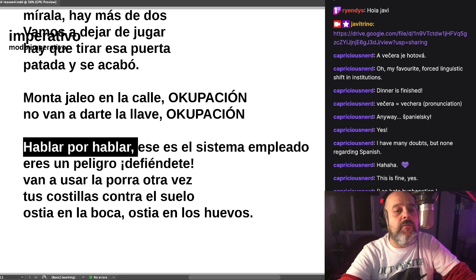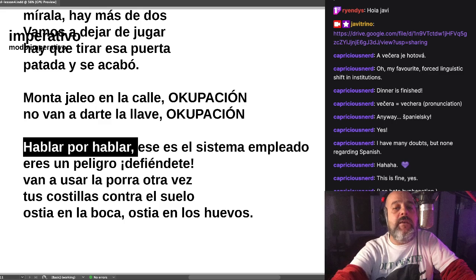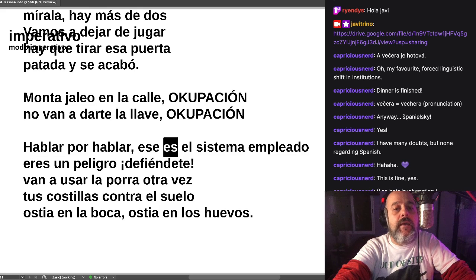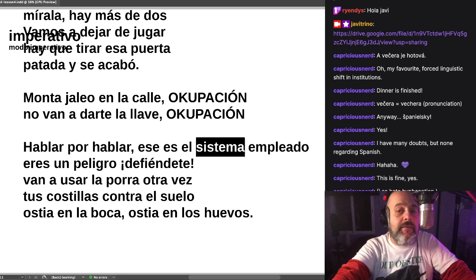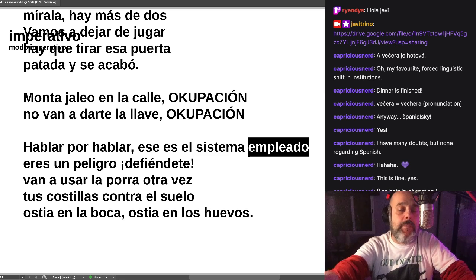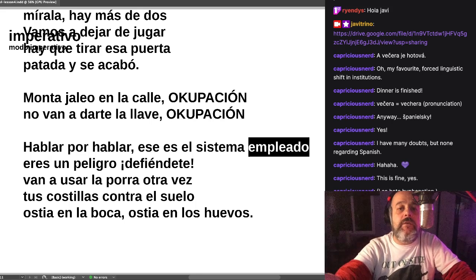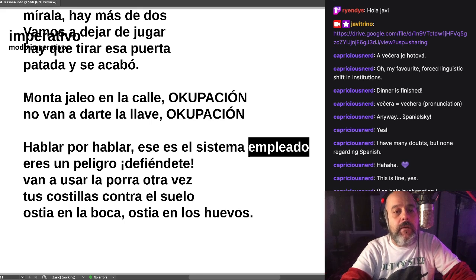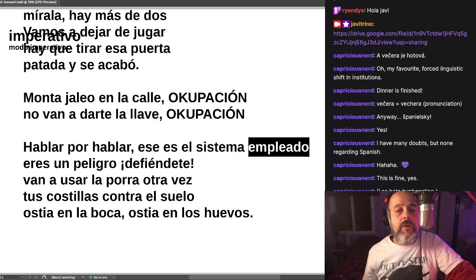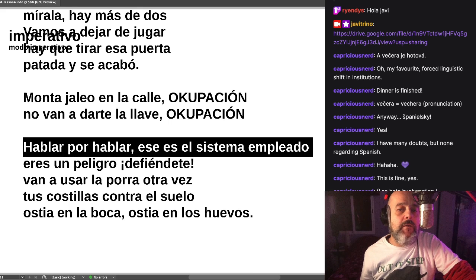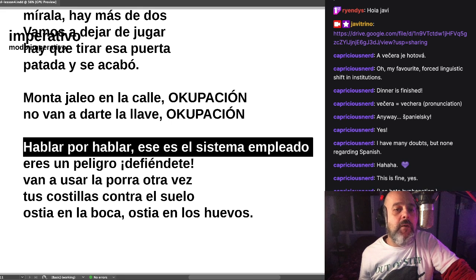But yeah, hablar por hablar, that's a common expression. Speaking for the sake of speaking is speaking nonsense. Ese, that. Es, is, el, the, system, empleado, employed. So, the system they use, the commonly used system. So, hablar por hablar, speaking for the sake of speaking, that's the system that is commonly used. That's a looser but more accurate translation even when it's not word by word.